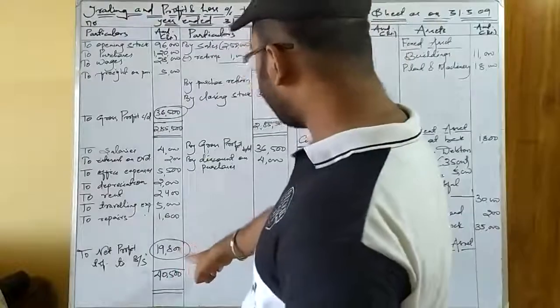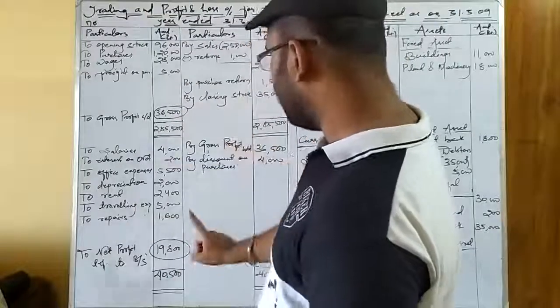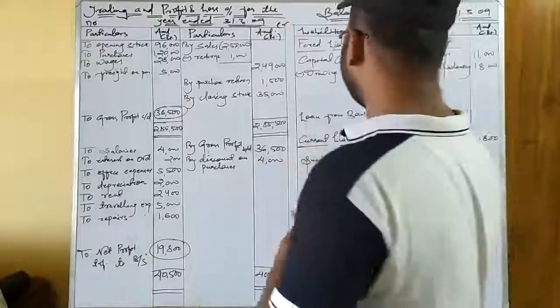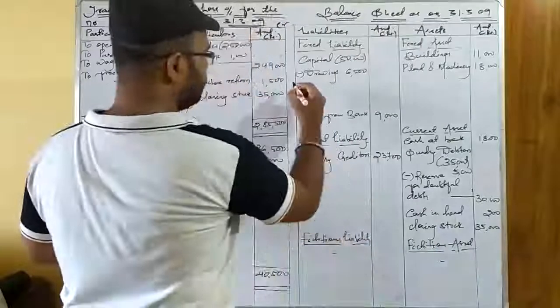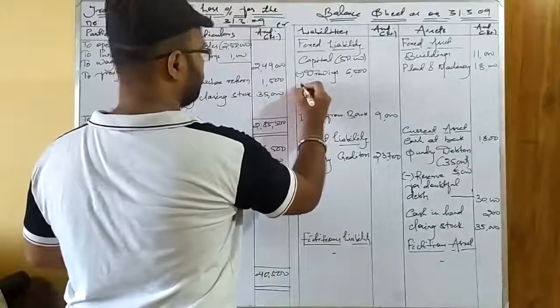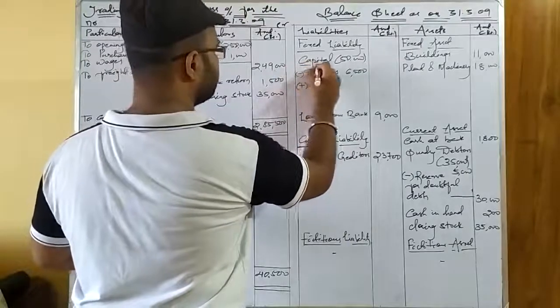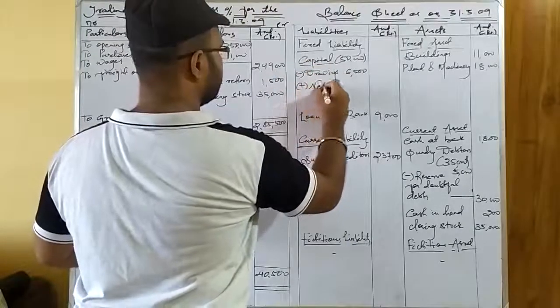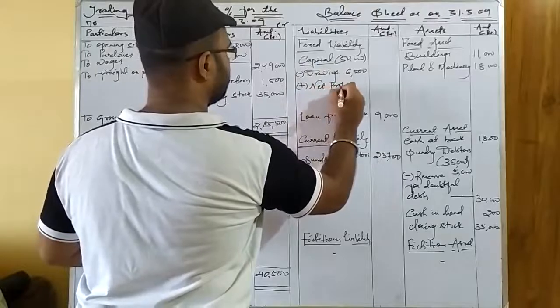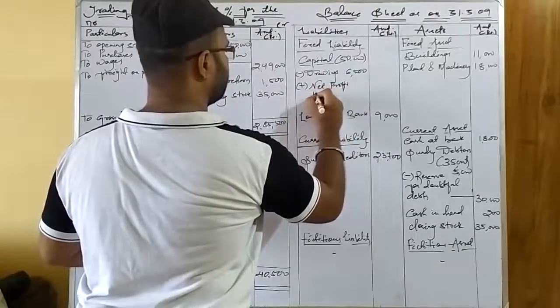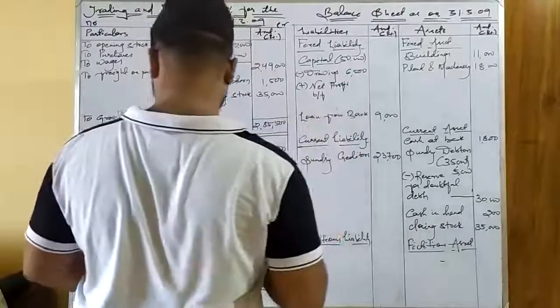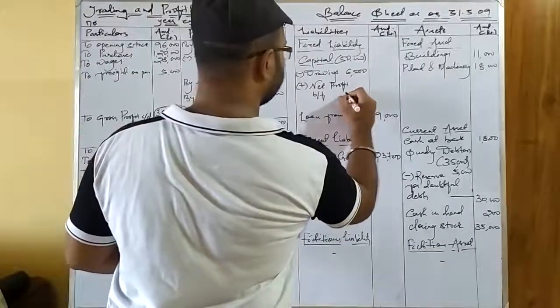So we got the net profit and the gross profit correct. Now we'll take this net profit to the balance sheet. Okay, so we'll write here. Since net profit is added to capital, we'll write here net profit brought forward. Okay, so the net profit amount is 19,800.